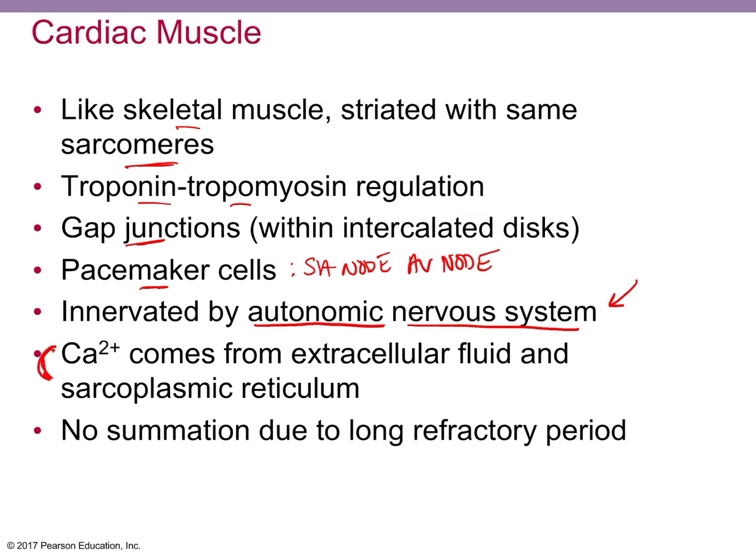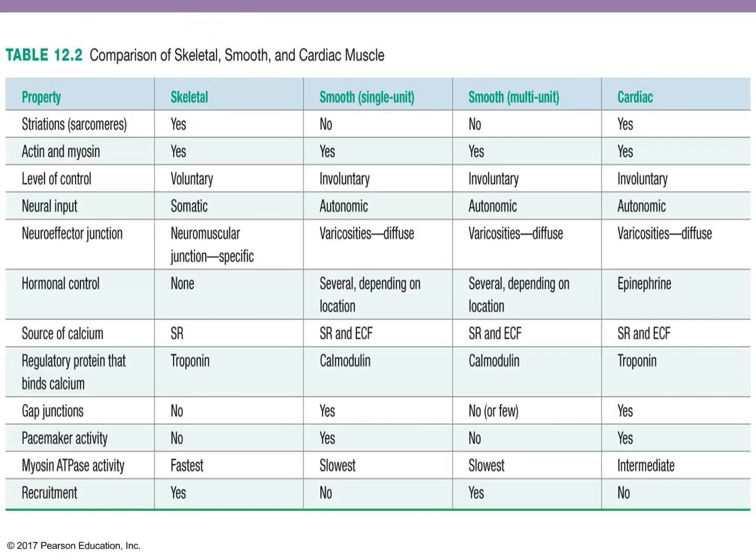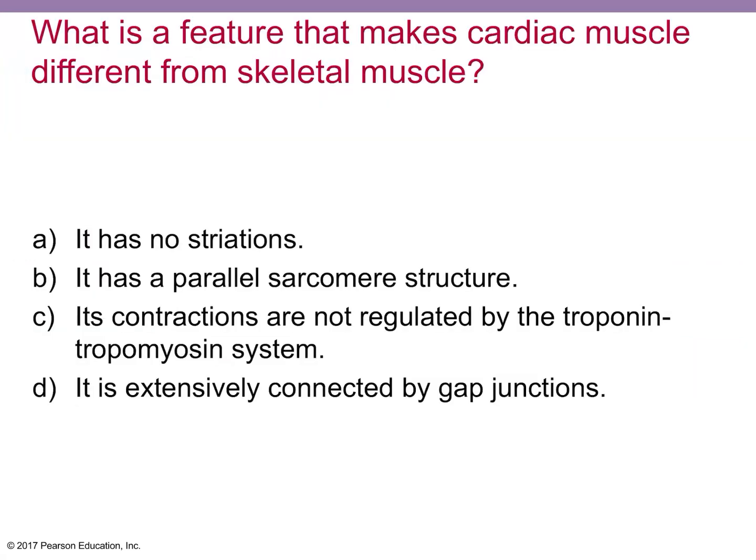Okay, calcium comes in from the extracellular fluid and the sarcoplasmic reticulum, kind of like your smooth muscle here. And don't worry about no summation. That's not important. All right, so this is just a wrap up of all the different kinds of muscles and how they contract. So skeletal muscle, our smooth muscle, and our cardiac muscle. So you can take a look at this as you're studying and see if things make sense.